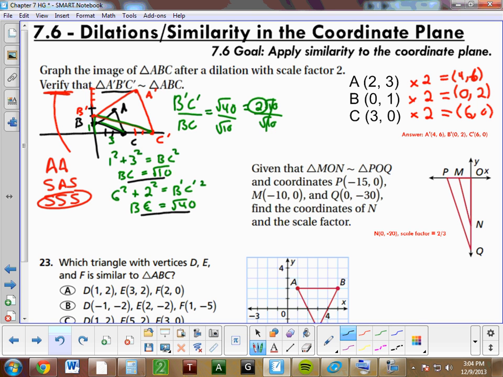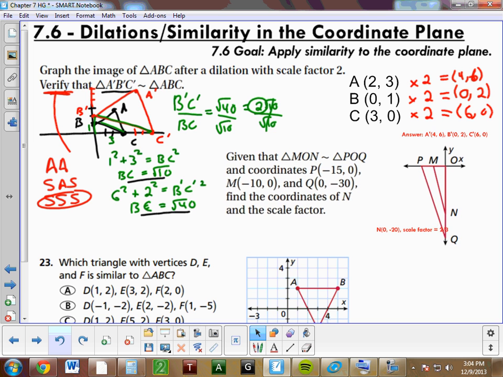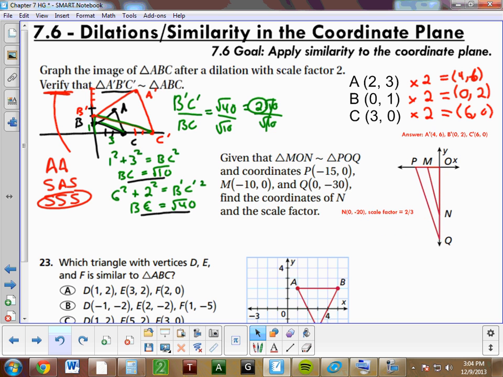On the next example over here, you can see, this is a little blurry. I'm given that those triangles are similar and I need to find the scale and the coordinates. This one's a pretty simple question. I'm just going to move it over a little bit so that I can see it a little better. So I'm given that P is negative 15, 0. I have M is negative 10, 0. And I have Q is 0, negative 30.